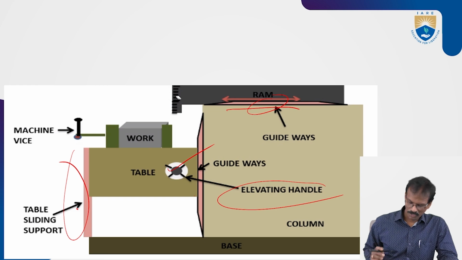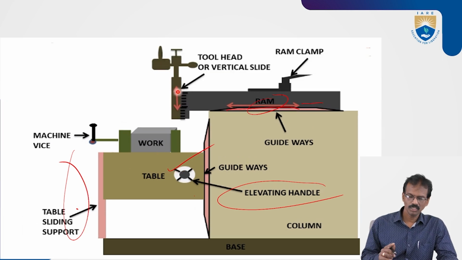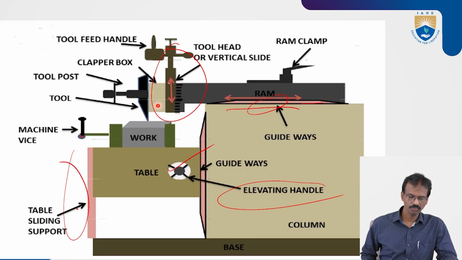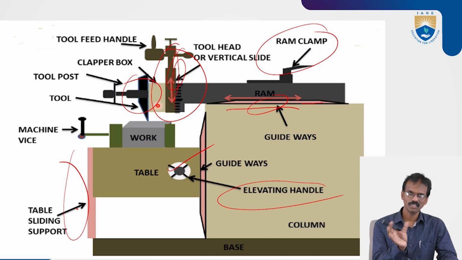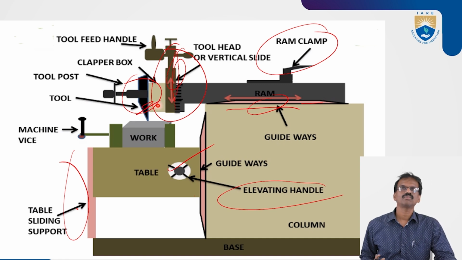In the front portion, the ram moves to and fro by the help of the guideways provided in the column. Here in the front portion there is a tool head. In the tool head there is a tool post to fix the tool bit. There is a ram clamp to fix the movement of the ram also. The tool head and the vertical slide move on vertical sliding also. By the help of the inclination we can tilt the tool bit also, so we can perform angular surface machining here. These are the different parts of the machine.